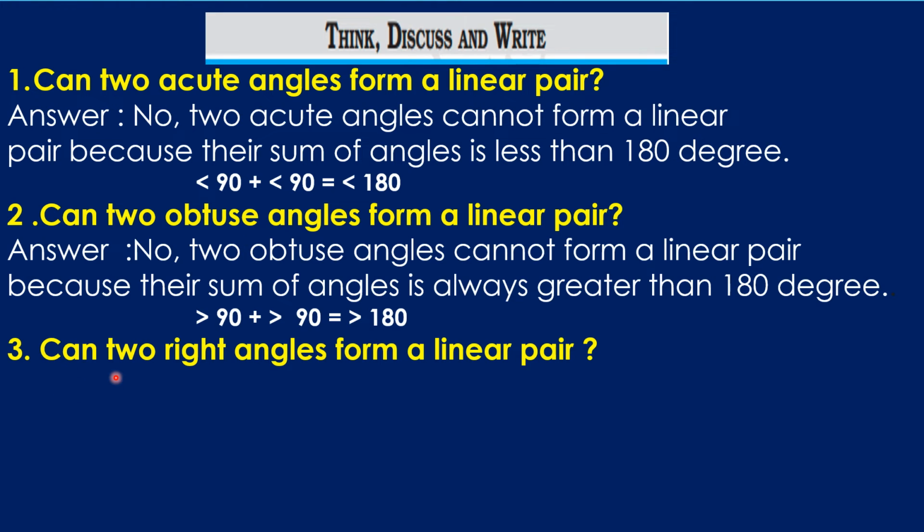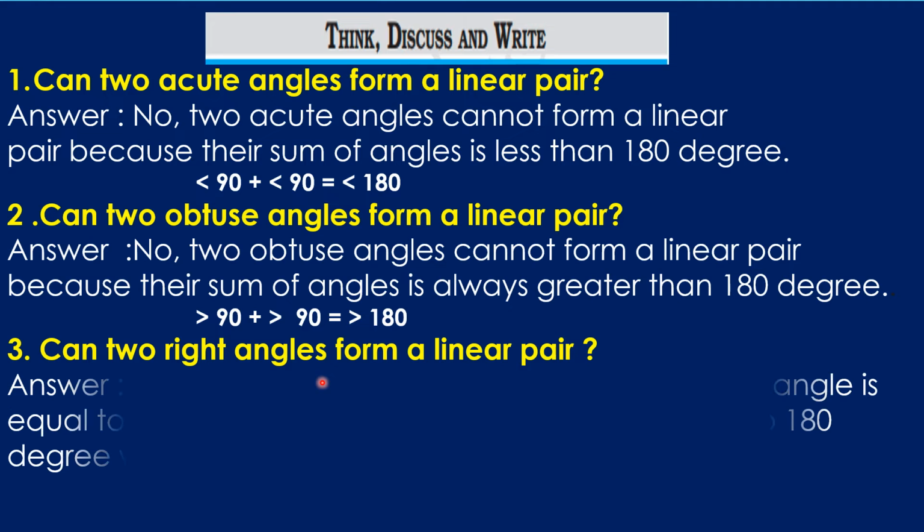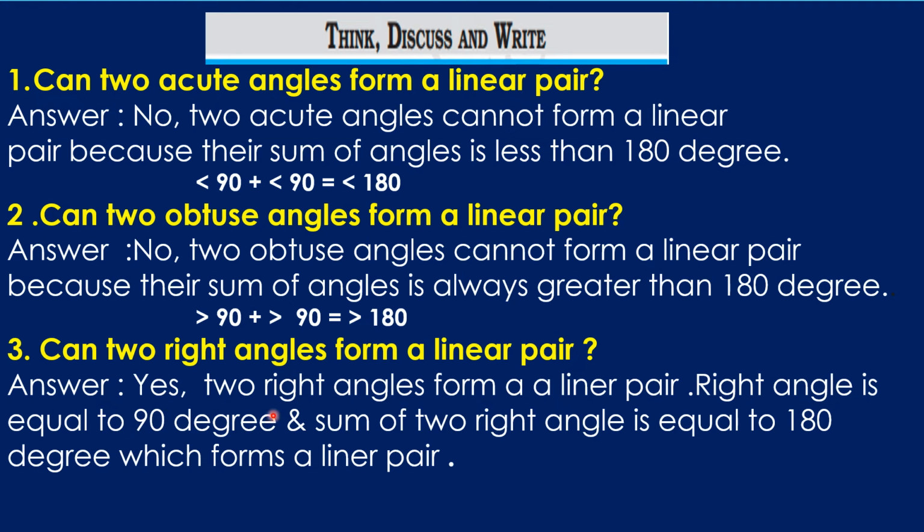The third question: do two right angles form a linear pair? Here the case is different, because one right angle is equal to 90 degrees. When we take the sum of the two right angles, the sum will be equal to 180 degrees. Therefore, the answer is yes, two right angles form a linear pair. The right angle is equal to 90 degrees, therefore the sum of two right angles is equal to 180 degrees, which forms a linear pair. 90 plus 90 is equal to 180. Therefore, the given statement is true: two right angles can form a linear pair.